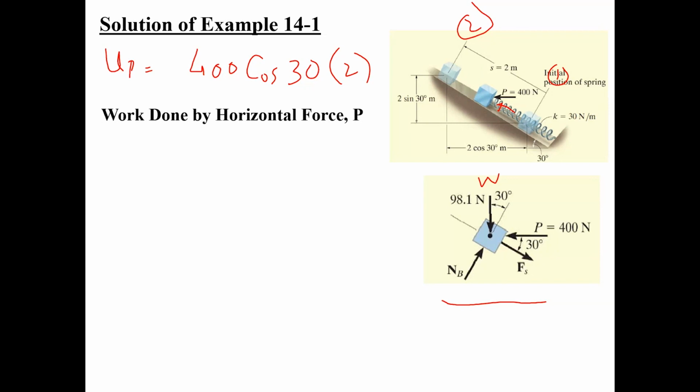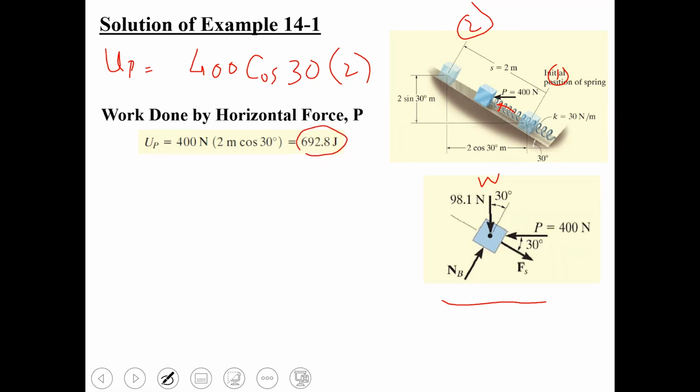So you will multiply by 2. Should it be positive or negative? Sir, positive, because the component of P and displacement are along the same axis. So the work done is going to be a positive quantity in this case. So U_P should be equal to 400 cos 30 into 2, or 400 into 2 cos 30, whichever way you want to interpret it. So the work done comes out to be 692.8 joules. This is the work done due to this applied force.